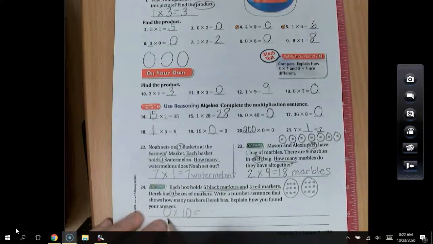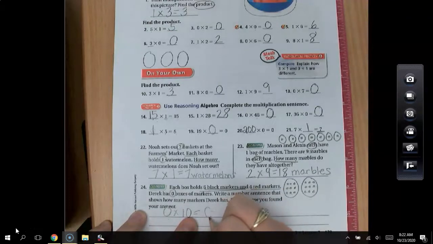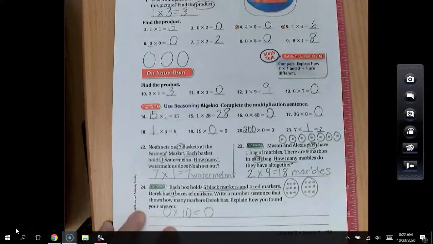He has 0 boxes of the 10 markers. So how many markers does Derek have? Boys and girls, it says he doesn't have any markers because he has 0 boxes. So he can't have any markers. So your answer has to be 0. If Derek doesn't have any boxes of markers, he can't have any markers.